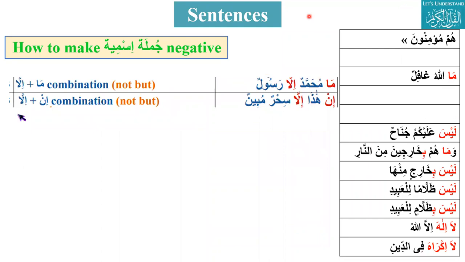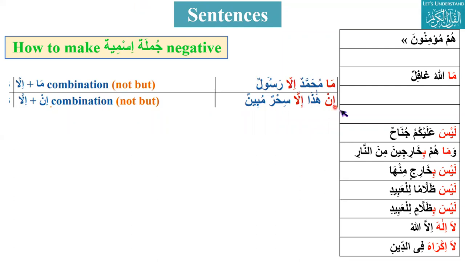And similarly, we have two other combinations, ma plus illa and in plus illa. They are both used a lot. Ma has many meanings, but when it comes with illa, the meaning of ma will be not. In meaning is if, but when it comes in combination with illa, we have to use it as not. In haza illa sihrun mubin.